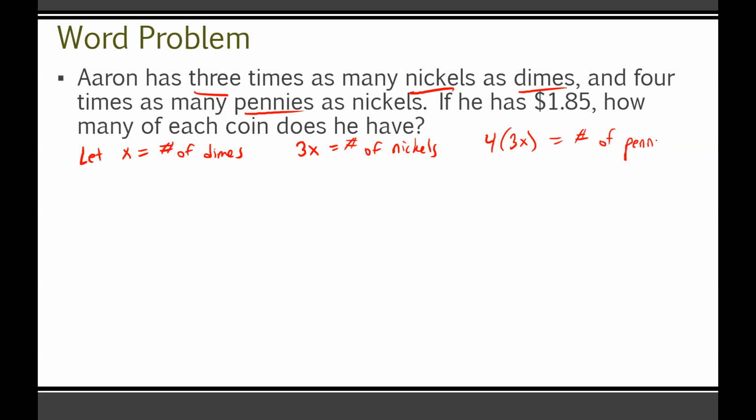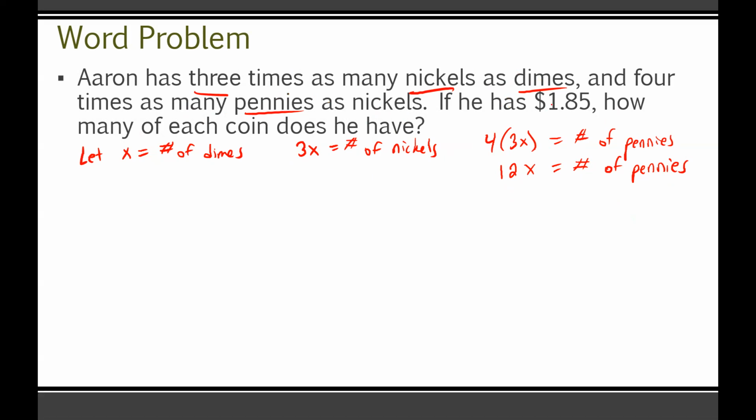But there's something we can do even better than that. 4 times 3x is 12x. So 12x actually represents the number of pennies that we have. Okay, so again, x represents the number of dimes, and we have 3 times as many nickels as dimes, so 3x represents the number of nickels. And then we have 4 times as many pennies as nickels, so 4 times 3x, which is 12x, represents the number of pennies we have. So if you wanted to really relate this all back, you could say the number of pennies we have is 12 times as many dimes we have.